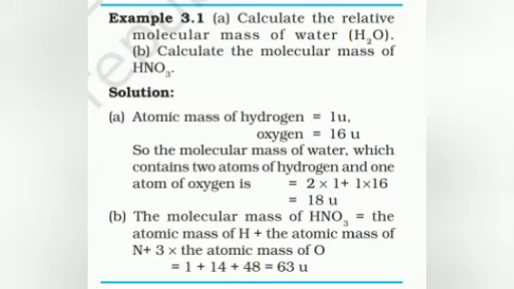Similarly, you can calculate for HNO3, where H is 1, N atomic mass is 14 and oxygen is 16. So 1 plus 14 plus 16 multiplied by 3, that is 48. So when we add up all this, we will get 63 unit. So this is how we can calculate molecular mass for a given molecule.